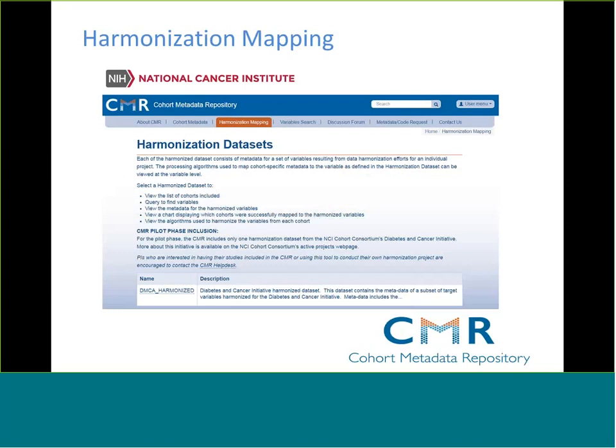Now on to the next tab. This is probably the most exciting tab in the whole website. I think you'll find it of the most interest, the Harmonization Mapping tab. On this page, we have the data sets that have been harmonized. For now, we just have one project, the Diabetes and Cancer Pooling Project, which has the acronym DMCA. Throughout the website, you will see this prefix, DMCA, and it means that the data set or variable is a part of this harmonized project. Now let's take a closer look at this harmonized data set.